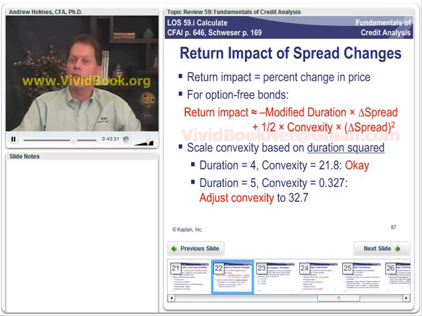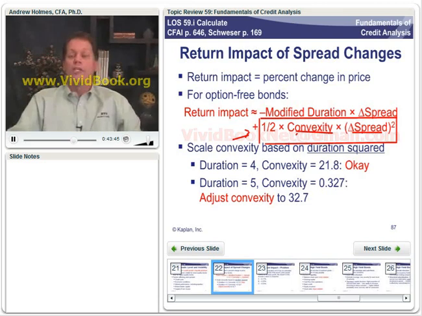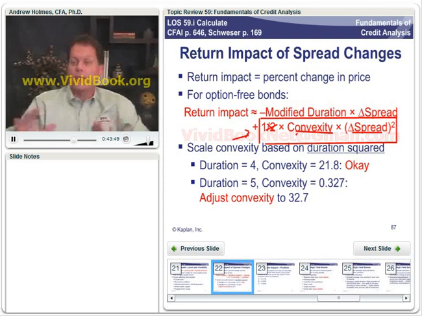And we talk about convexity corrections elsewhere in the curriculum. This one is a little bit different. Here we've got this 1/2 up front. We have to remember that we're doing the yield spread squared, and then this is our convexity number. You've seen this elsewhere in the curriculum where the 1/2 doesn't show up. It's just convexity times the yield shock squared, or the yield spread squared, excuse me. So this should say change in the spread squared.